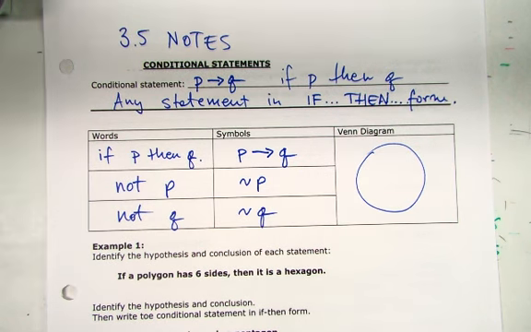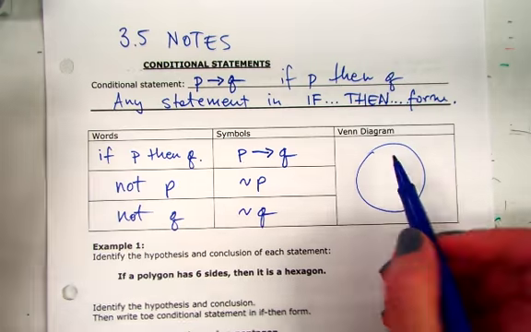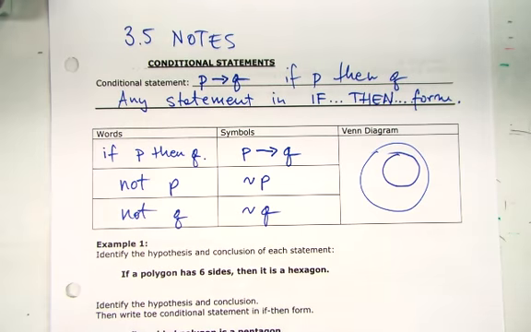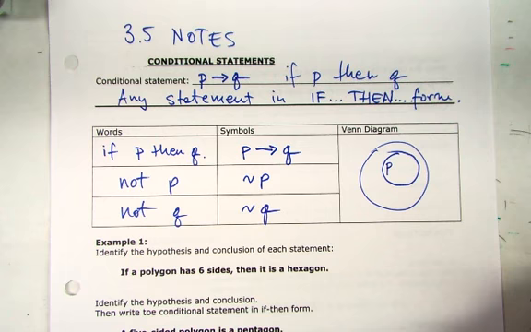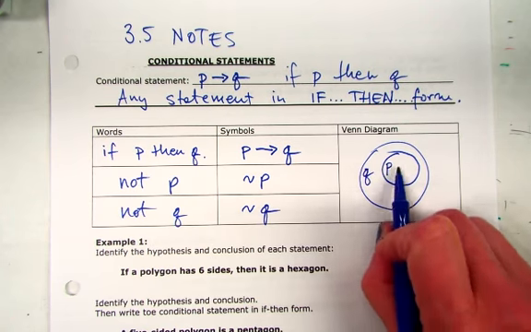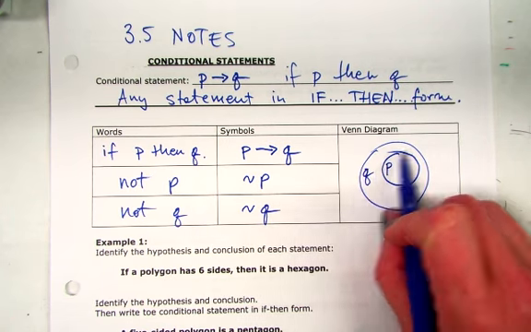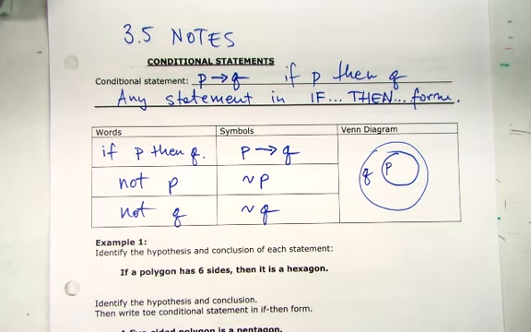Okay, so here's a Venn diagram, and I've seen it where it's like one circle inside the other, and the way that it works, P is always inside, and then Q is right here. So if you're in P, you're automatically in Q. So that's a Venn diagram for a conditional statement.